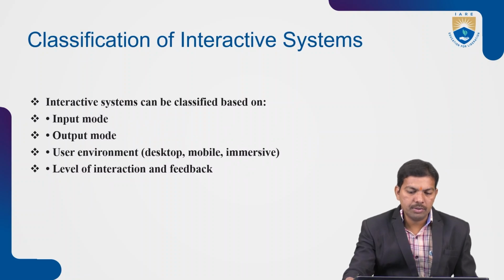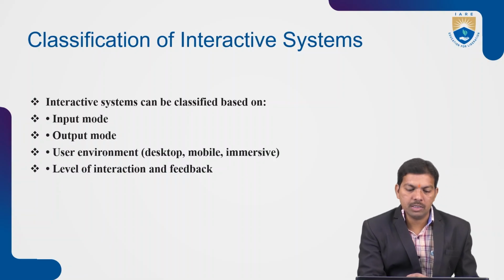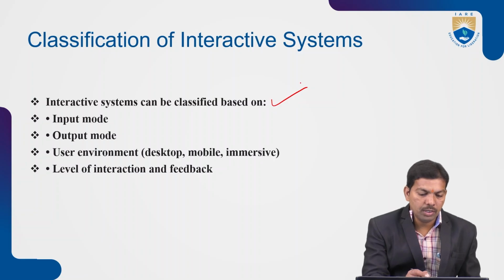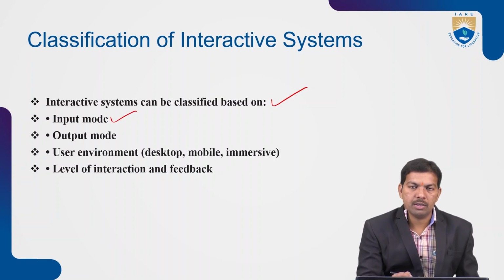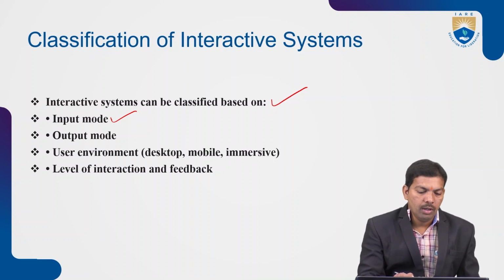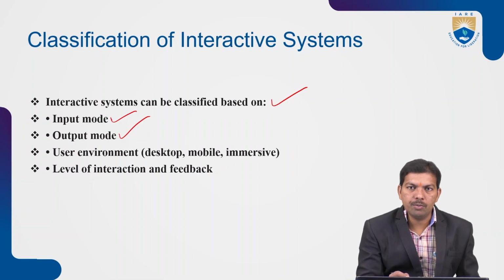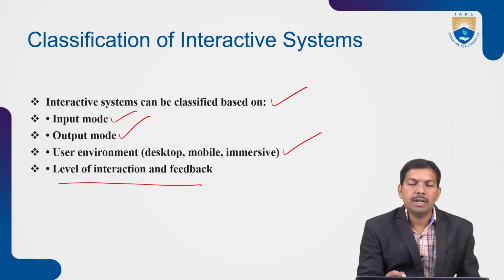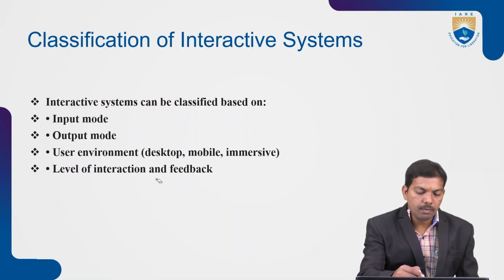Classification of interactive systems. Interactive systems can be classified based on input mode, that is what kind of input the user is going to give; output mode, that is what kind of output we are getting; user environment, that is desktop, mobile, immersive; and level of interaction and feedback, that is what level of interaction and feedback will be taken from the customer for the application.